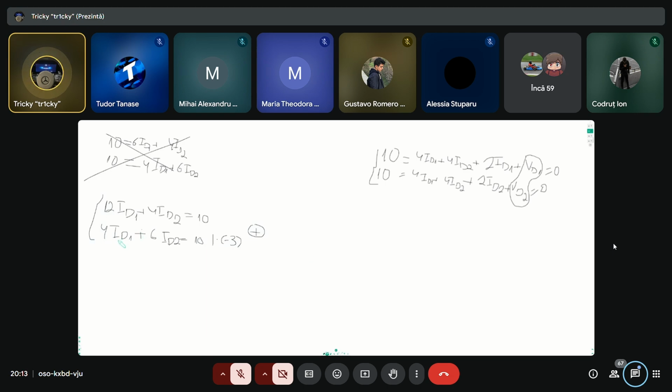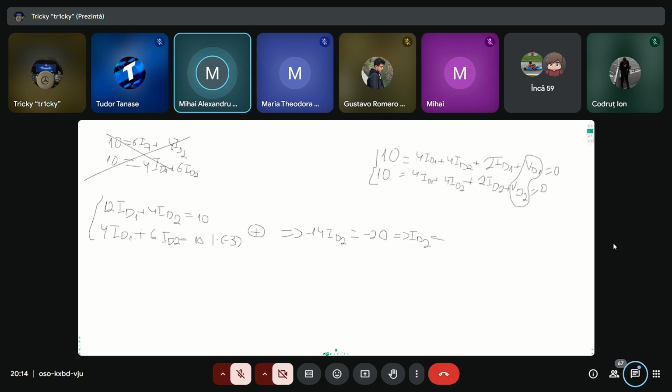So we get, this is 0, -3 times 6 is -18, plus 4, this becomes -14 ID2 is equal to -20, because -30 plus 10. So we get that ID2 is equal to, and let me calculate it, 1.42. All right, thank you very much. 1.42 milliamps. Perfect.